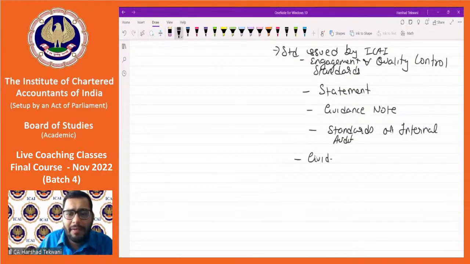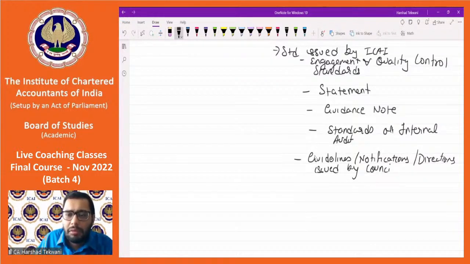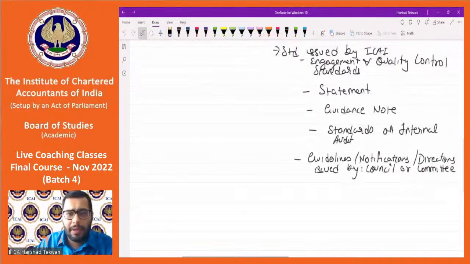So guidelines, notifications, you can say directions, issued by council or committee. Okay, then that was the standards issued by ICI. Okay, this is under that particular scope.